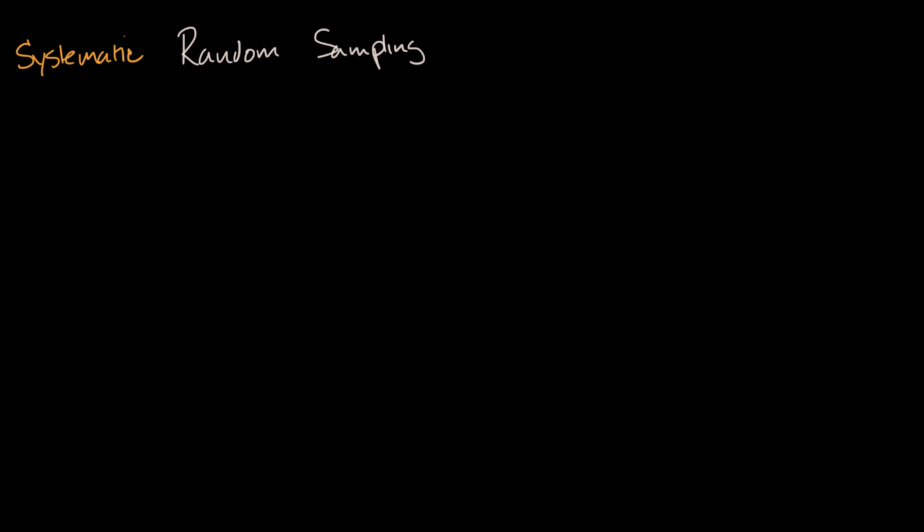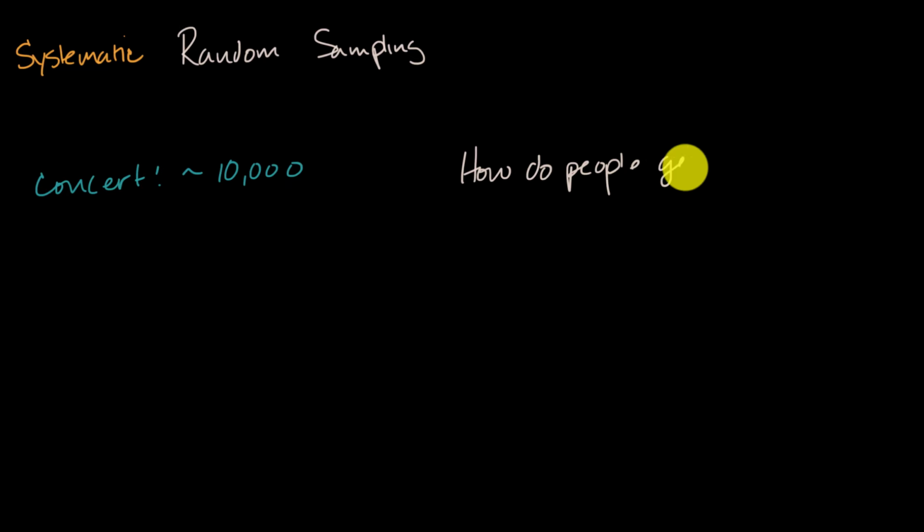Let's say that there is a concert that is happening, and we expect approximately 10,000 people to attend the concert. And we want to randomly sample people at the concert. Maybe we want to do a study on how people get to the concert. Do they drive and park? Do they ride with a friend? Do they take an Uber or a cab of some kind? And so we want to find a random sample, ideally without bias, to survey people.